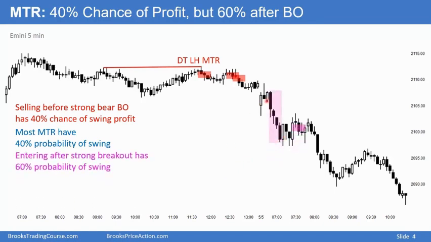Entering after the breakout, selling closes, selling below bars, selling below bars. The market clearly is now bearish. The odds are high there'll be at least a small second leg down. Here there's a big second leg down. Higher probability of profit.